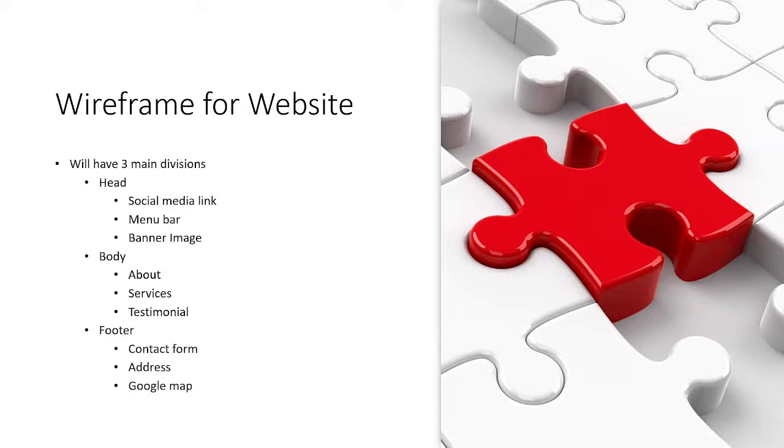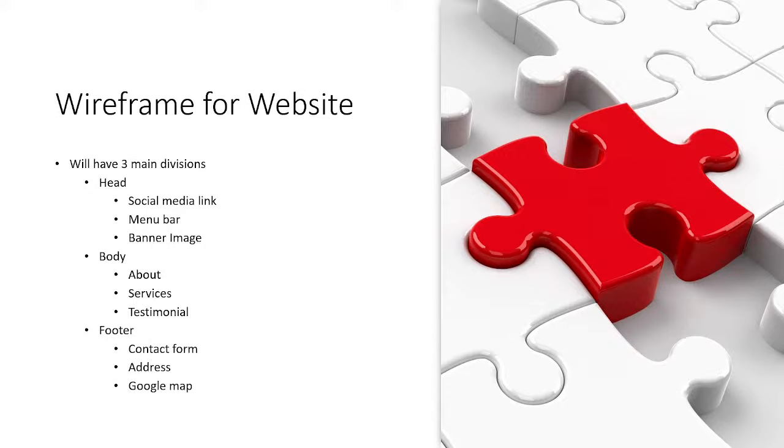Yeah, thank you. So we'll start with the next, very anxiously expected session. Wireframe for a website. When we are trying to create a website, we need to create a wireframe, right? We'll have three main divisions. Head section will be there. The head section will have three divisions: a social media link, a menu bar, and a banner image, a banner image which will scroll.